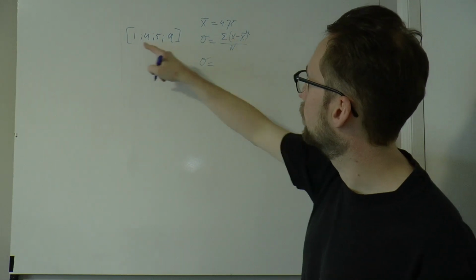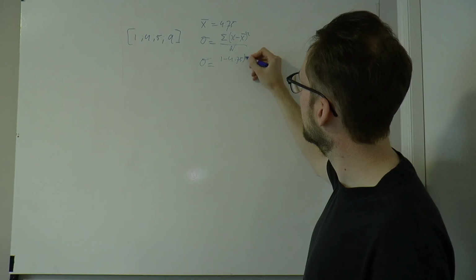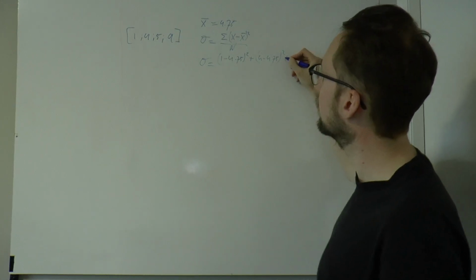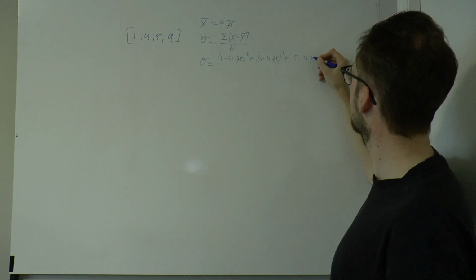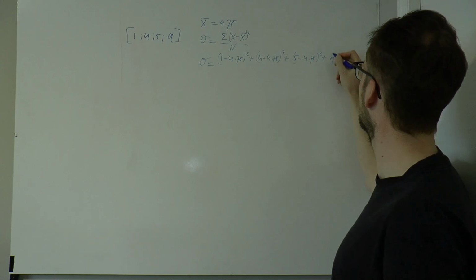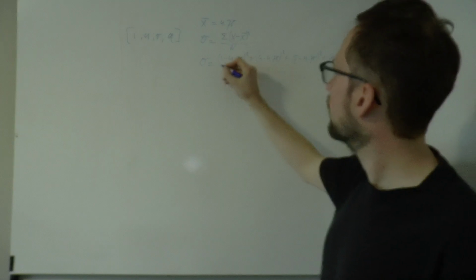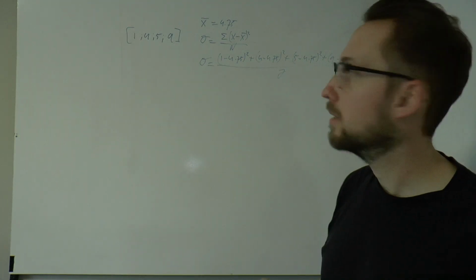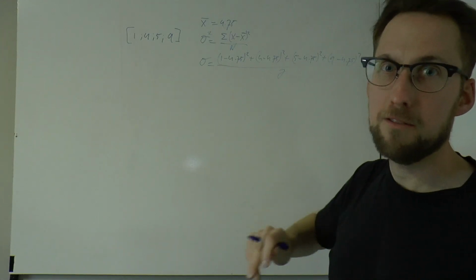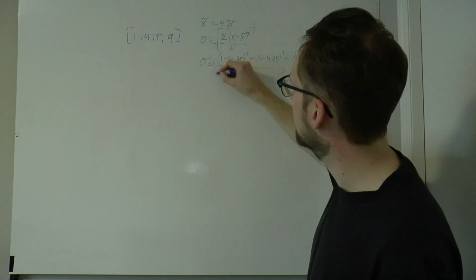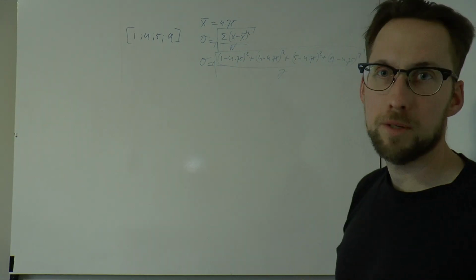Sigma in this case would be the first value, 1 minus 4.75 squared plus 4 minus 4.75 squared plus 5 minus 4.75 squared plus 9 minus 4.75 squared. Okay, I realize now that in the previous part I used the symbol sigma. I should have used sigma squared. That's the variance. In this case, I'm using sigma, which is, like I said, the square root of the variance. So I should not forget to take the square root.